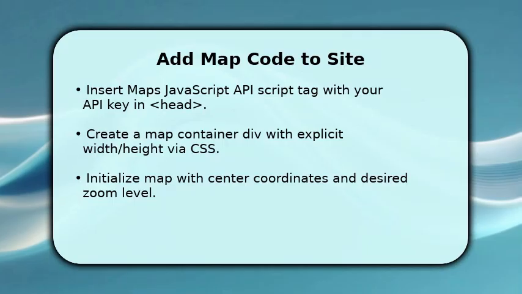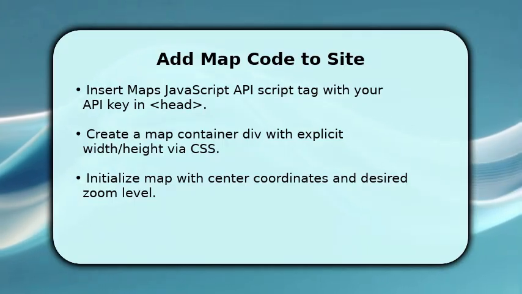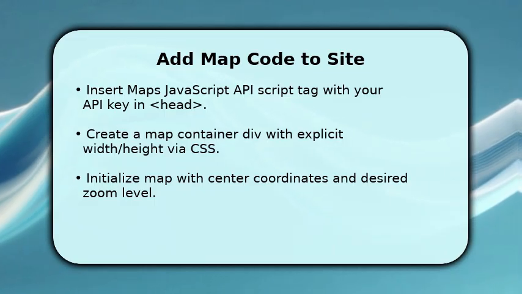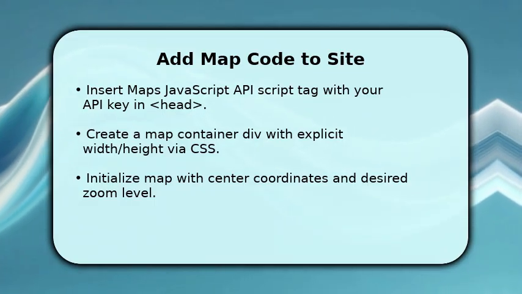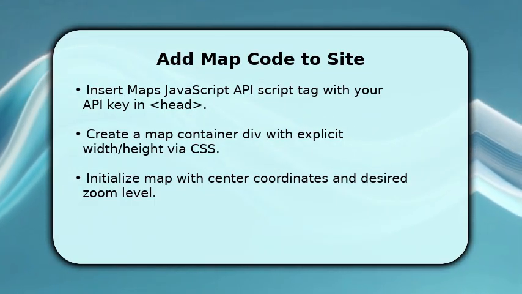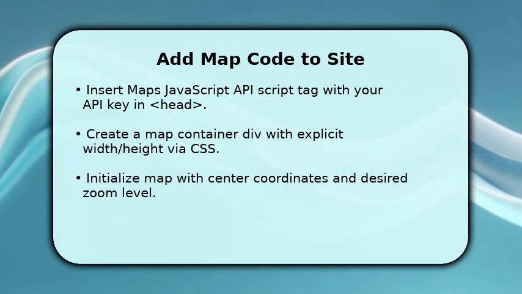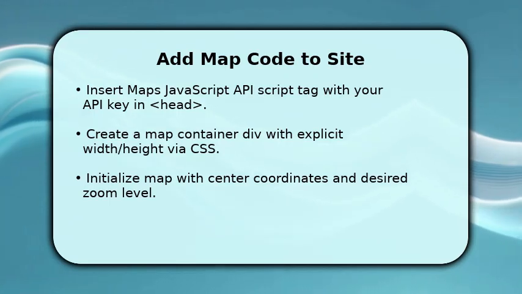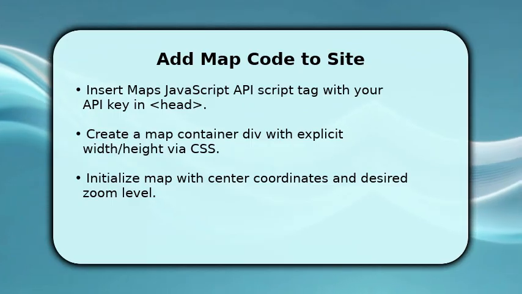Now add the Maps JavaScript API script tag to your site's head, including the API key parameter so the library loads. Create a map container div in the page body and set explicit width and height in CSS so the map displays correctly. Then write an initialization function that creates a new google.maps.Map, passing center coordinates and zoom. This renders the map.